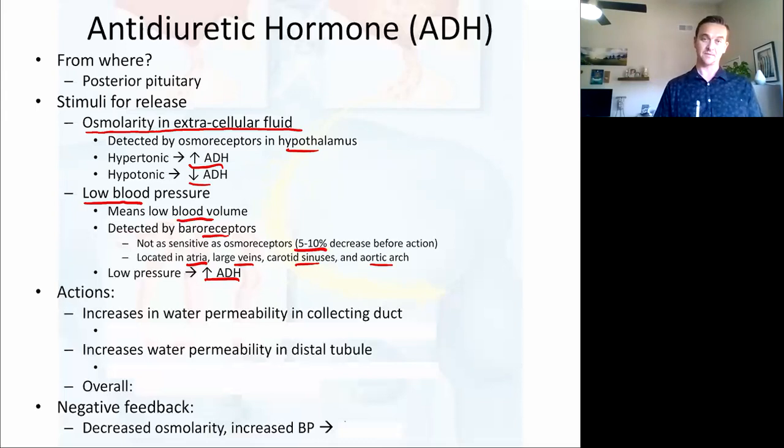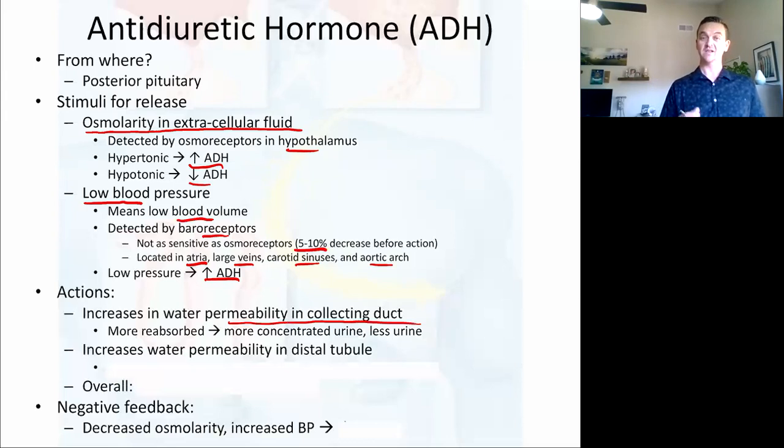And then the actions are, number one, increase water permeability in the collecting duct. The collecting duct was already permeable to water, and this gives it more permeability. As the fluid passes by that strong concentration gradient, the highly concentrated fluid in the interstitial space around the collecting duct that was set up by the loop of Henle we talked about last time, with ADH on board the duct is more permeable to water, and so more water flows out. That makes for more concentrated urine and less urine.